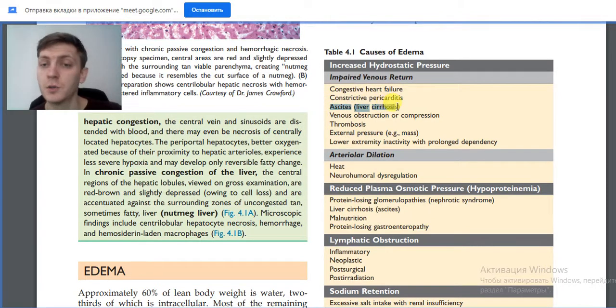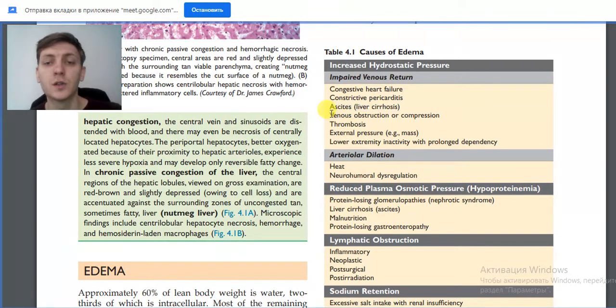Ascites is caused by liver cirrhosis. If you remember the structure of the hepatic lobule, in liver cirrhosis connective tissue will collapse the portal venules, and due to this we can see congestion in the portal vein. The portal vein, as you remember, takes blood from the digestive tract and all the organs of the peritoneal cavity. That's why congestion of the portal vein always causes ascites.